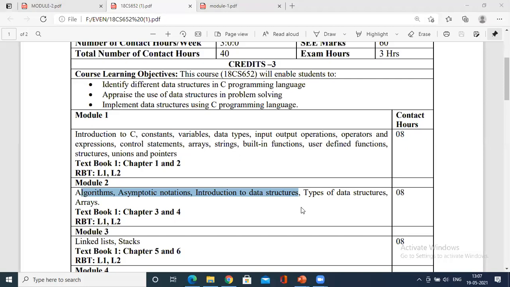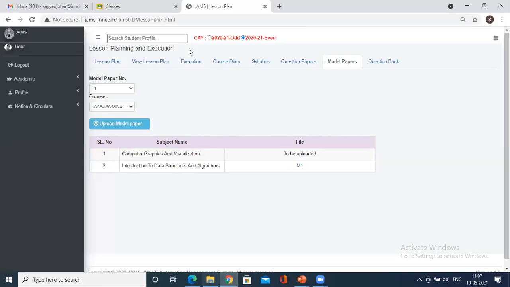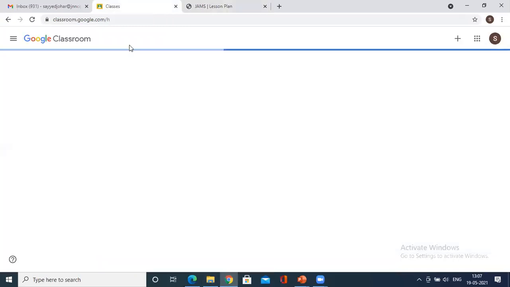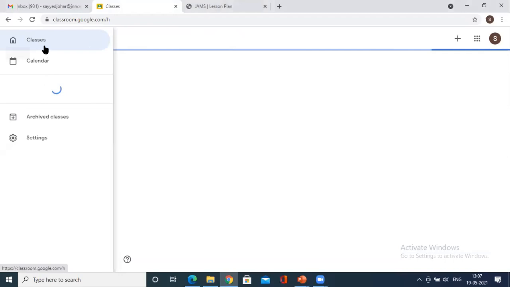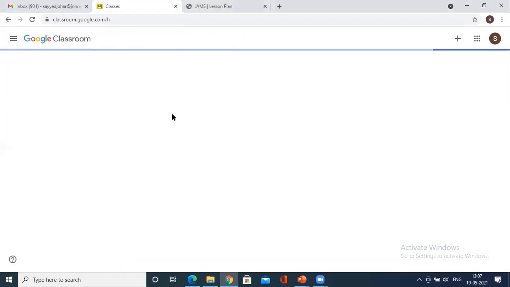Does anyone have doubts regarding module 2, what we are going through? This is the fourth session we are doing. I have uploaded the notes, which are the same as the book that I have scanned. So you could go ahead with the notes in Google Classroom.